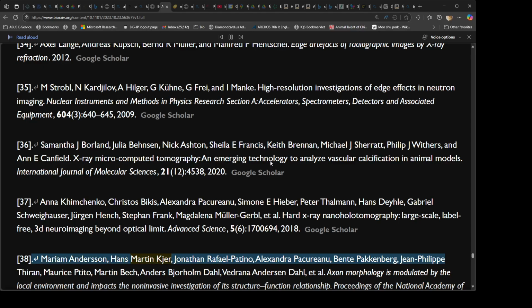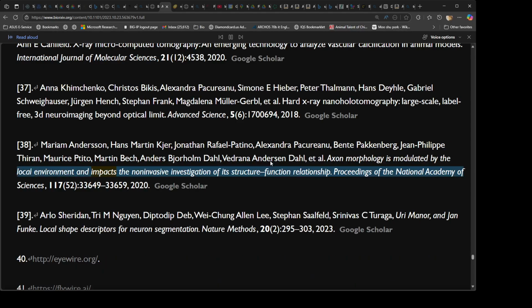Miriam Anderson, Hans Martin KJER, Jonathan Raphael Patino, Alexandra Pakurianu, Bent Packenberg, Jean-Philippe Tiran, Maurice Tito, Martin Beck, Anders Bjorholm Dahl, Vedrana Anderson Dahl, et al. Axon morphology is modulated by the local environment and impacts the non-invasive investigation of its structure-function relationship. Proceedings of the National Academy of Sciences, 117, 5233649, 33659, 2020. Google Scholar, 39.